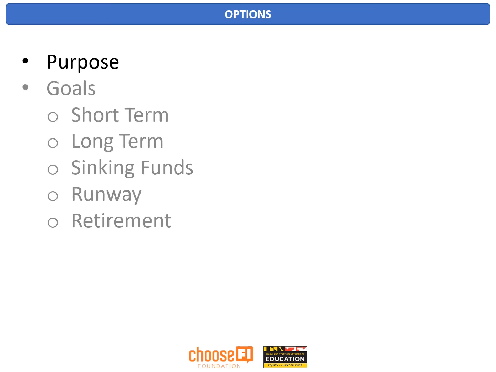When thinking about which option to use, here are the questions I want to ask you to think about. The purpose, so what is this money for? And it could be short-term goals, long-term goals, a sinking fund, runway, or retirement. So short-term goals might be things like I've got a purchase coming up in the very near future. Like I want to save up for a quick vacation in a month's time or something like that.